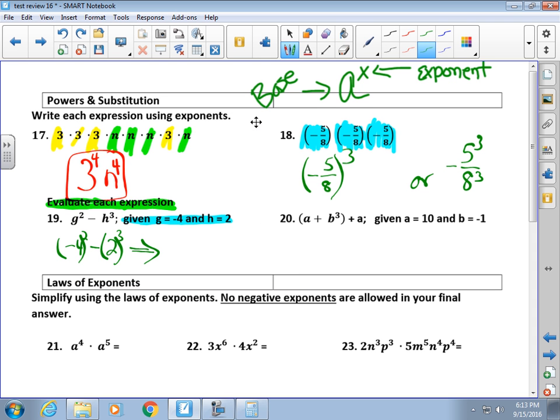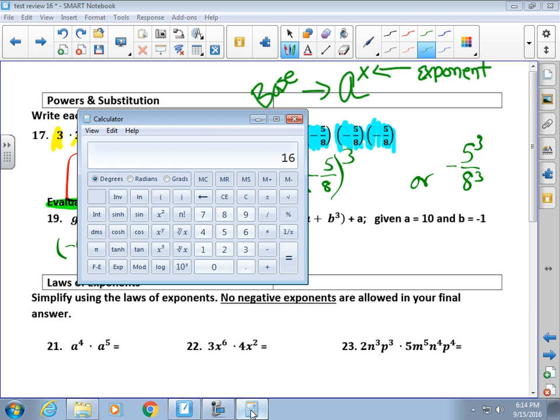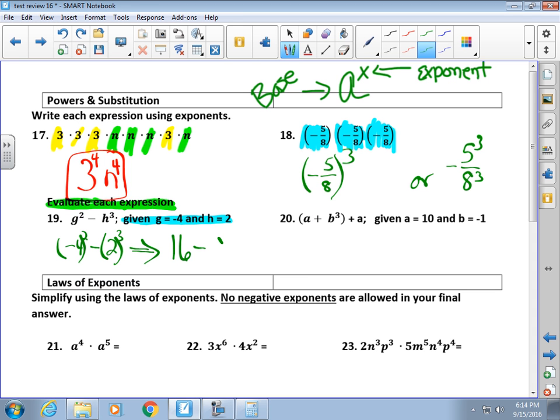All right? So, 16 minus 2 to the third power. That's the same 2 to the third power. That's going to be 8. Now I need an answer for this. 16 minus 8 is 8. That's my final answer for there. 19 is done. Now we're going to look at number 20.